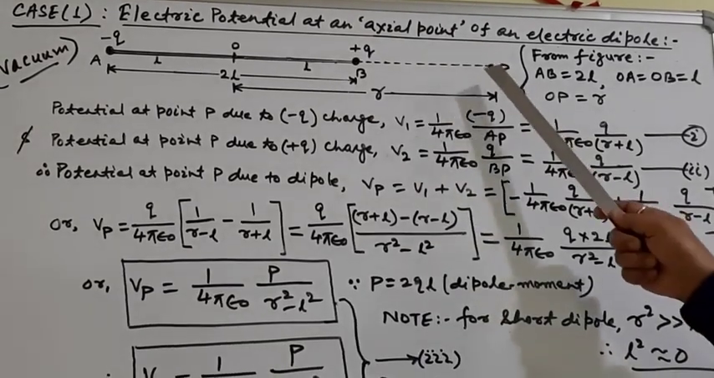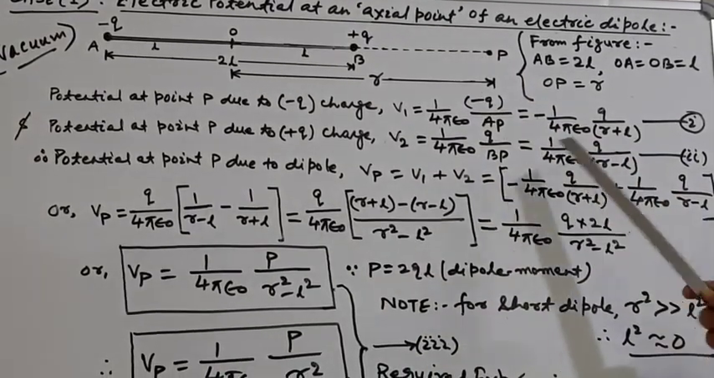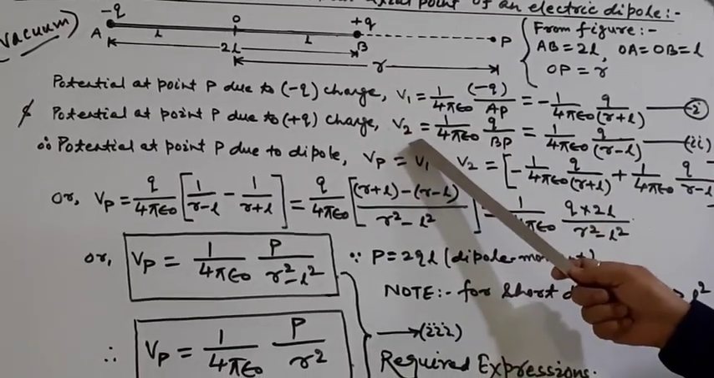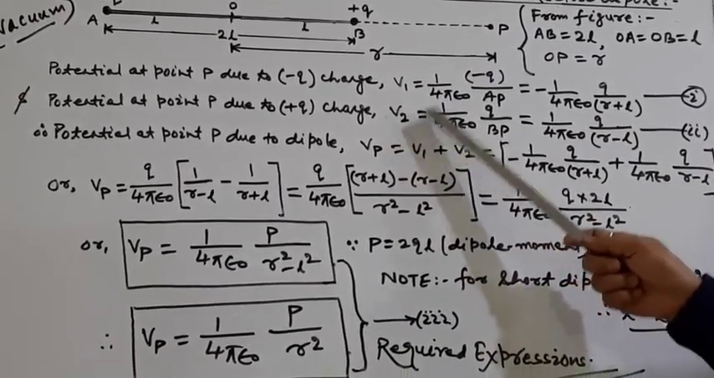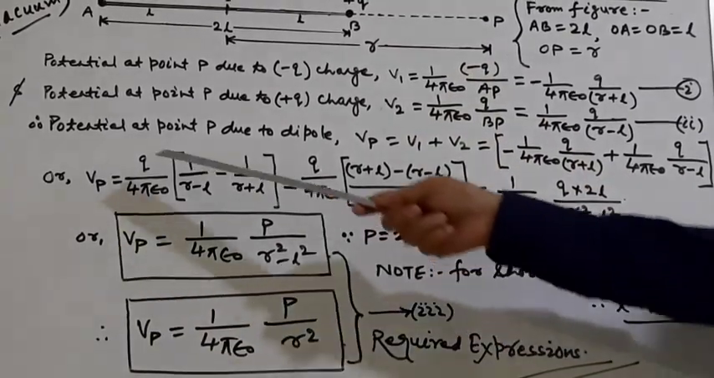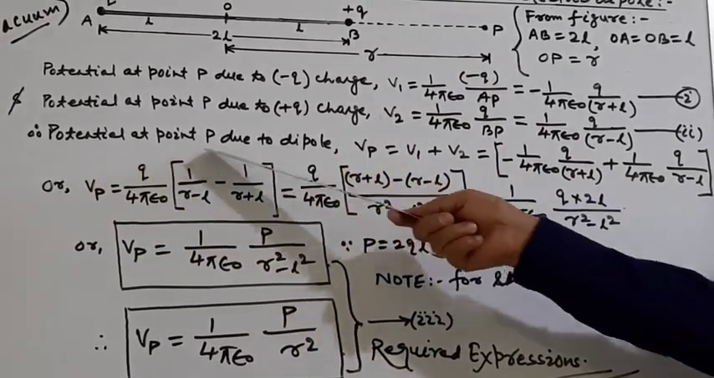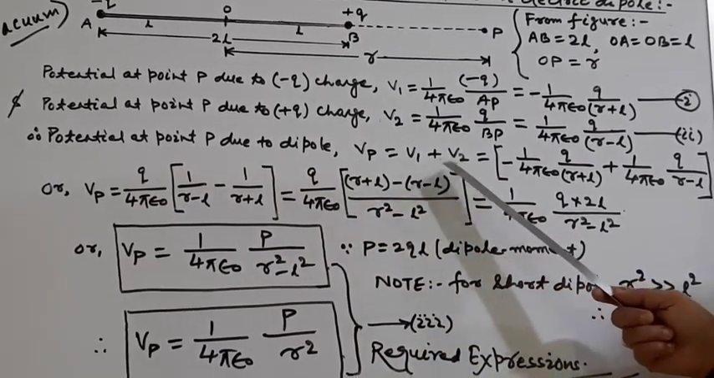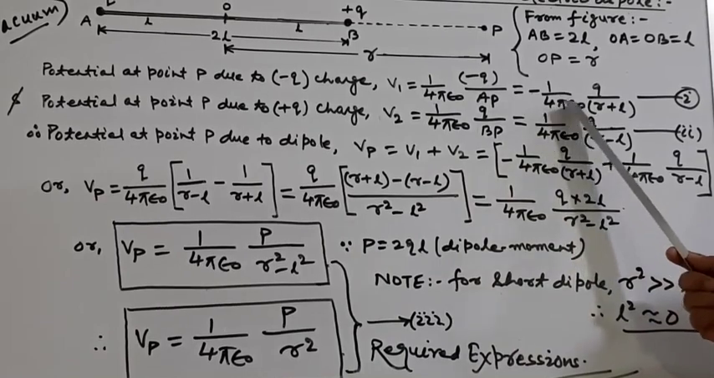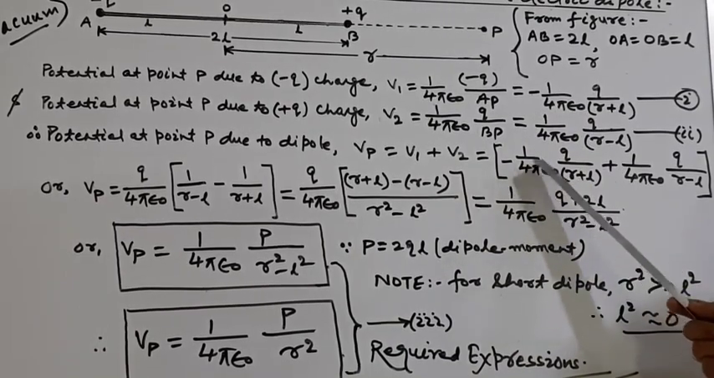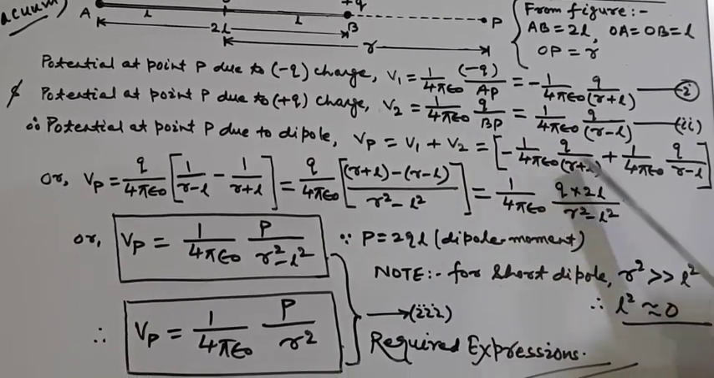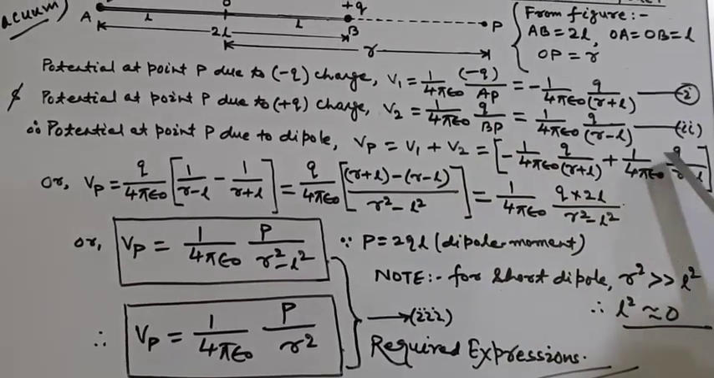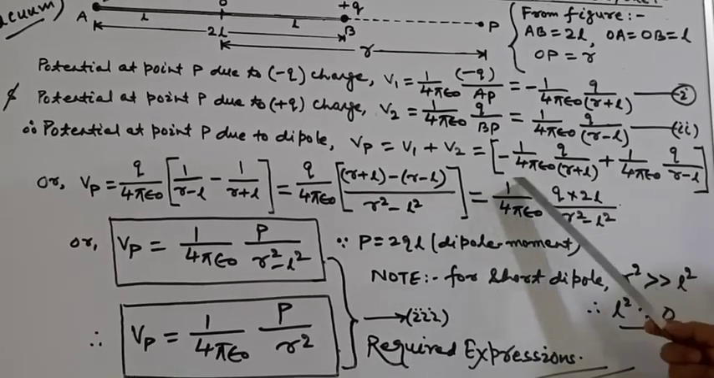So what is the potential at P due to this dipole? Add both the equations. It means V1 and V2 will be added up. This will give the potential at P due to this dipole. So the potential at P due to the dipole, Vp, is equal to V1 plus V2. Put the values of V1 and V2. V1 is minus 1 by 4 pi epsilon naught Q by r plus L. V2 is plus 1 by 4 pi epsilon naught Q by r minus L.